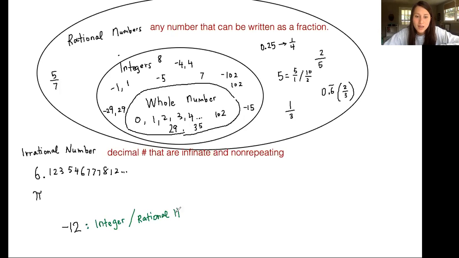So we would want to say that it's both. It's an integer and it's a rational number. Okay, how about this number here? 582.